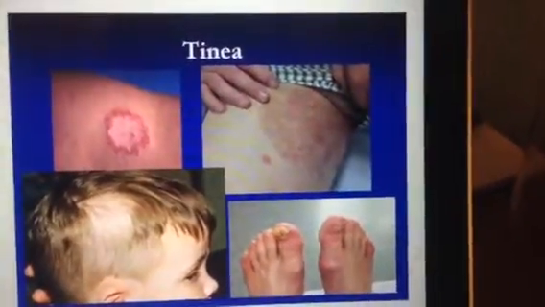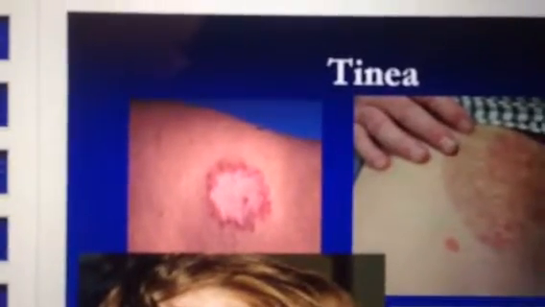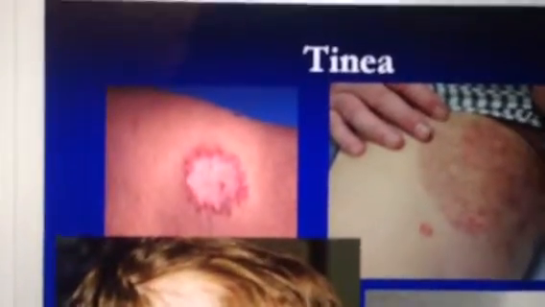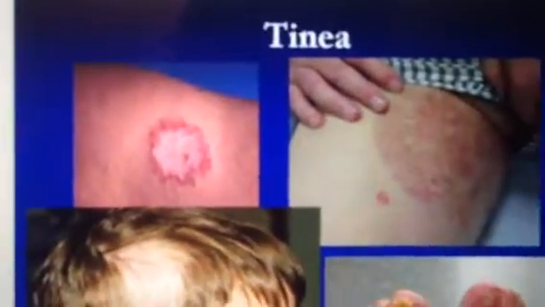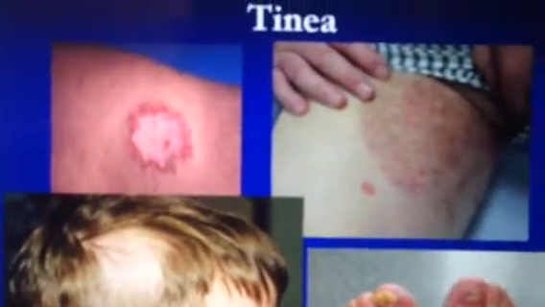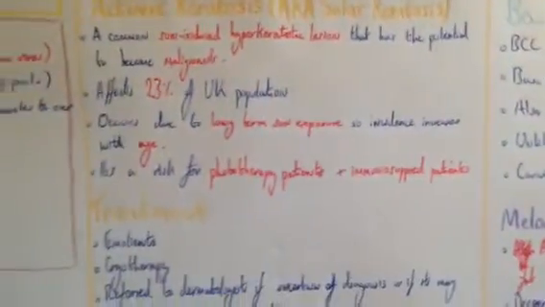This is tinea or ringworm, and here is a classical form of tinea, where it's a slowly enlarging annular, scaly erythematous plaque. A scaly erythematous plaque means it's red, and it has a well-defined edge and a central clearing. The treatment for this is topical antifungals.